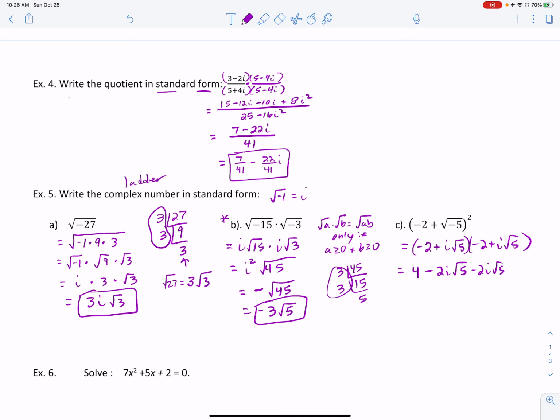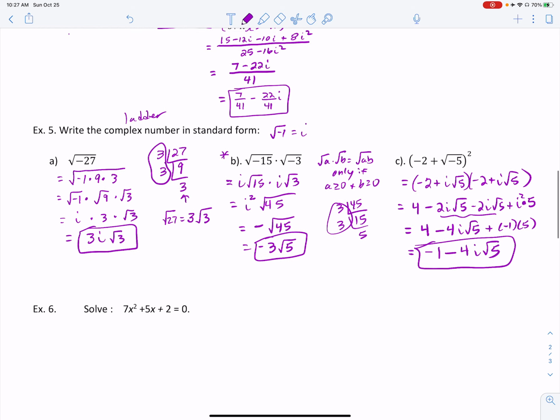And then i root 5 times i root 5. i times i is i squared, and root 5 times root 5 is 5. So you get i squared times 5, which is going to be a negative 1 times 5. And the middle two terms are like terms, so you have 4i root 5. And then it's that negative 1 times 5. So we have 4 minus 5 is a negative 1 minus 4i root 5. Notice how I work down the page, with equals at the beginning of each line, full complete expressions.